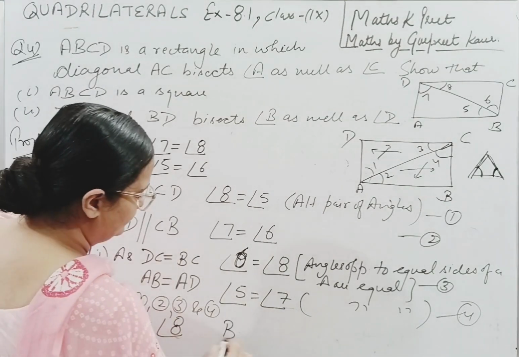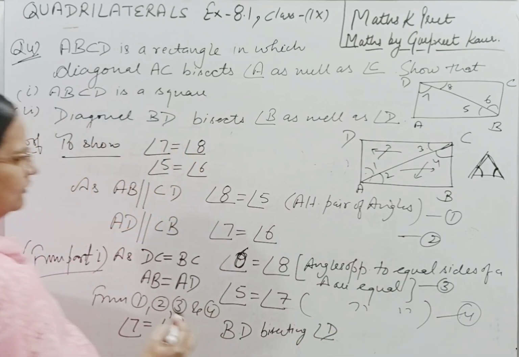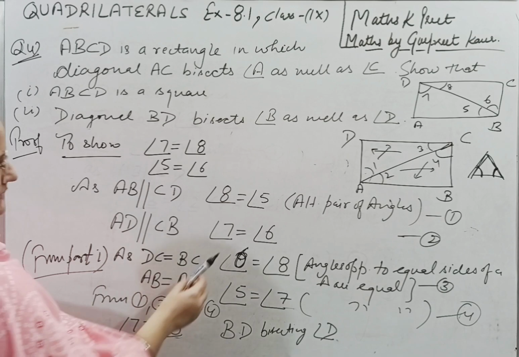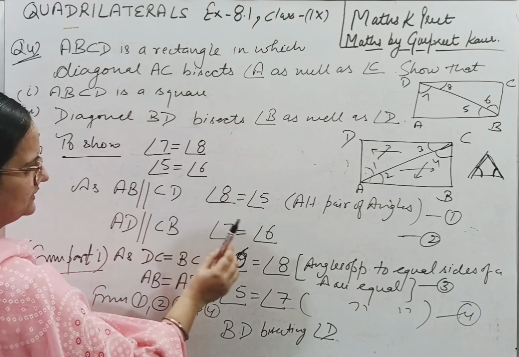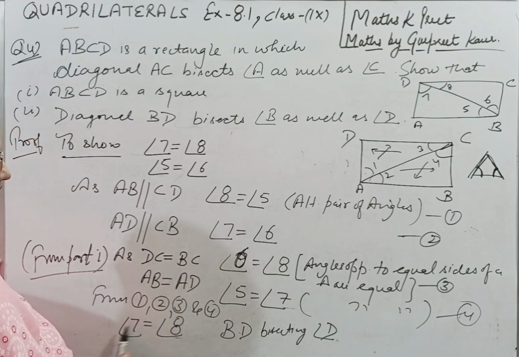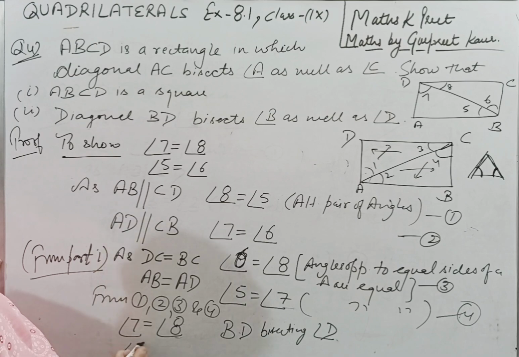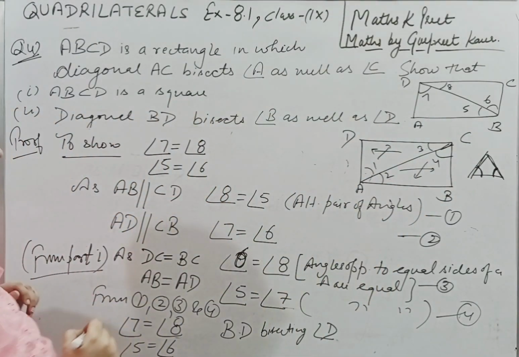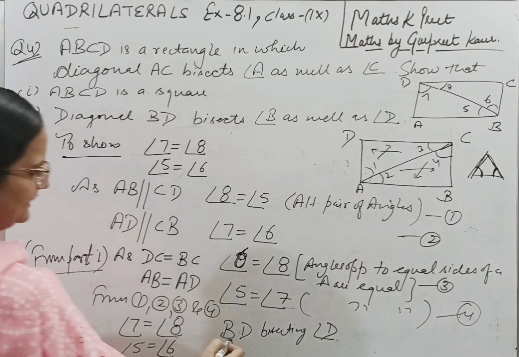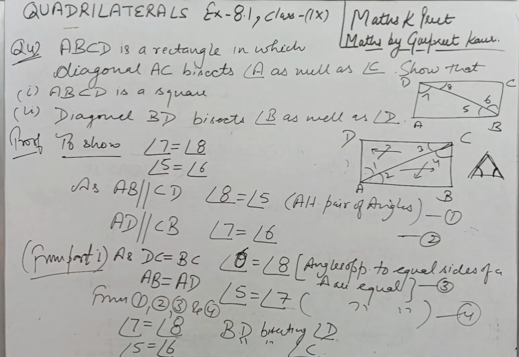This is giving me that diagonal BD is bisecting angle D. Also, 5 is equal to 6 I have to show. 5 is equal to 8, 6 is equal to 7, but 8 is equal to 7. Ultimately the right sides will be equal, therefore angle 5 is equal to angle 6. If angle 5 is equal to angle 6, this means BD is bisecting angle B. I hope you are able to see, yes. So similarly I can write BD is bisecting angle C. So this was the proof for the second part as well.